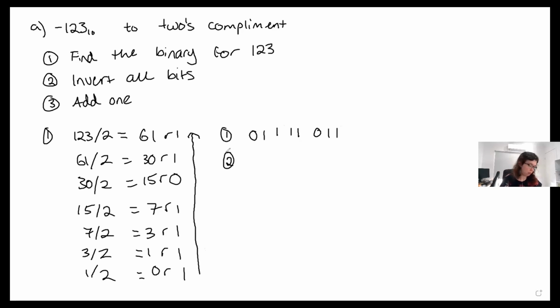In step 2, we flip all of those bits. So everywhere there's a 0, it becomes a 1. Everywhere there's a 1, it becomes a 0. So that's kind of the inverted number now.